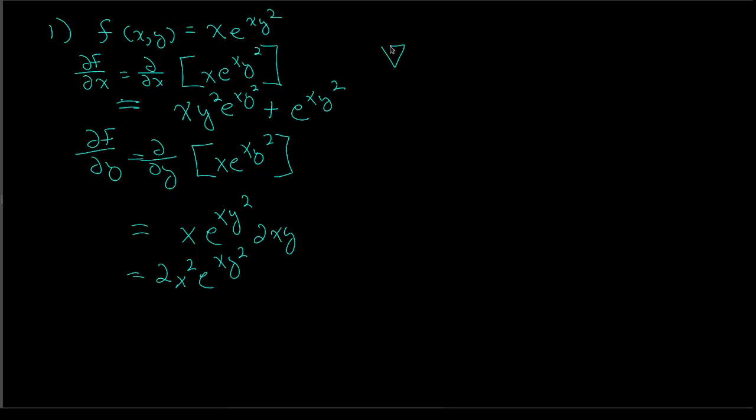And so our gradient of f is the partial with respect to x in the i hat direction. So xy squared e to the xy squared plus e to the xy squared i hat plus 2x squared y e to the xy squared j hat. And so this is our gradient vector.